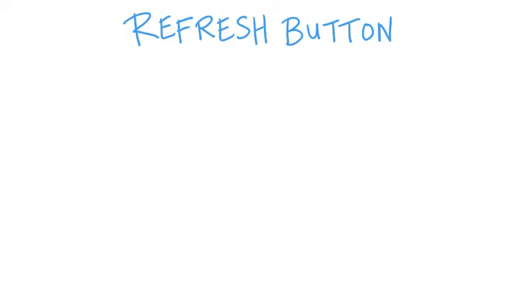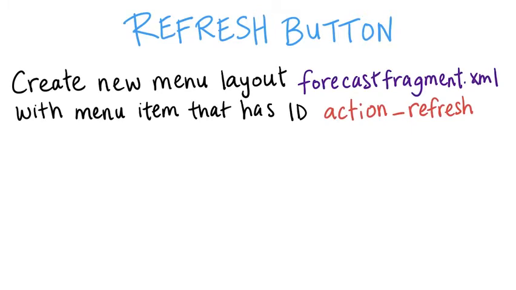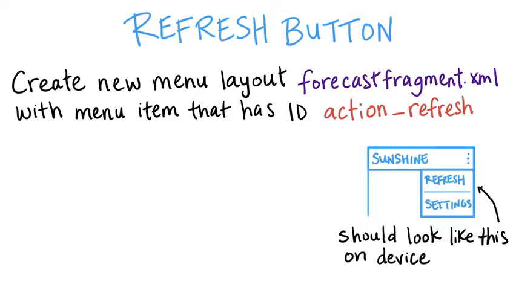Since the fetch weather task is in the fragment, the menu option to trigger that task should also be in the fragment. That means we should create a new menu layout, and we'll call it forecastfragment.xml. Inside that, we'll declare the new menu item with this ID. At the end, when you run your app, it should look something like this. You'll also need to define a string label for this word. See how the menu main.xml file is implemented as an example. For an additional hint, see the menu training guide linked below.